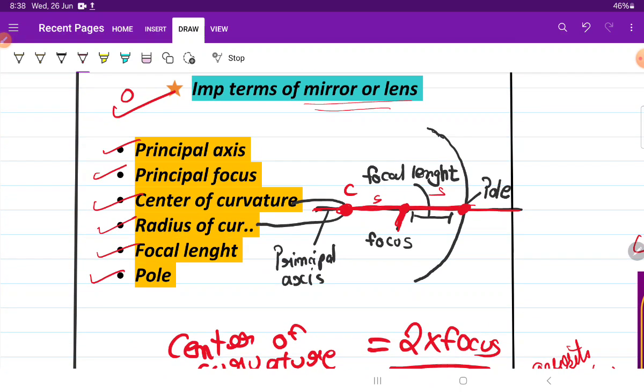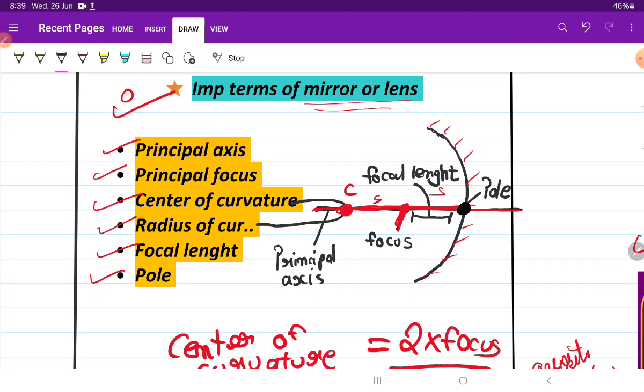You can see this is the mirror, this is the shining surface, and this is the opaque surface. Now the center of the reflecting surface is known as the pole. For example, this is the pole. The center of the reflecting surface is called the pole.